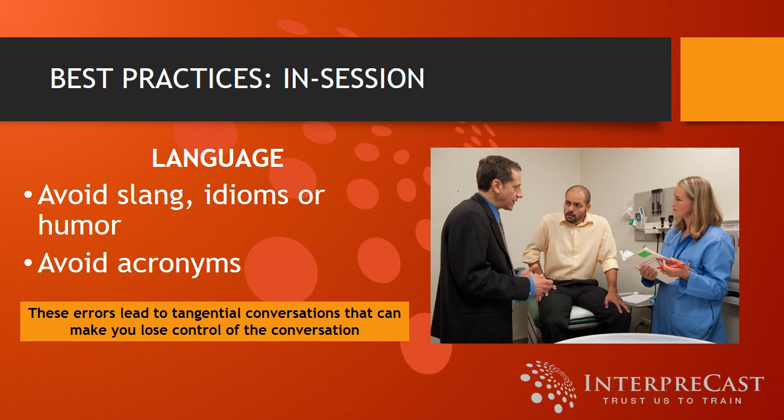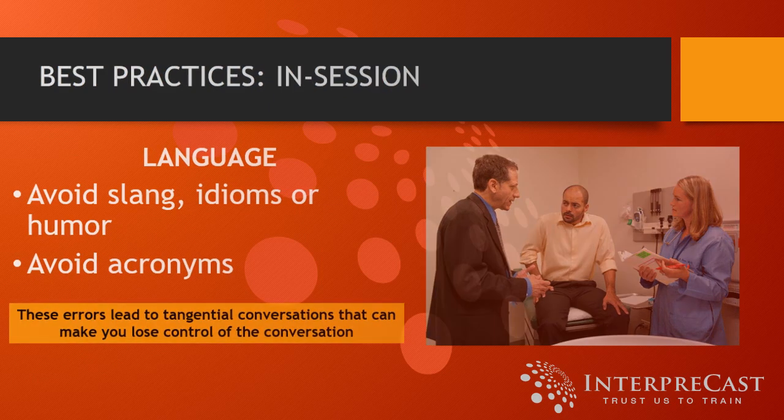Same concern with acronyms. Although some acronyms seem to be very well known, such as MRI, IV, the interpreter will spell them out if he or she knows the meaning. Acronyms for less known procedures should be explained to avoid mistranslation or misunderstanding, which can lead to tangential conversations as well. Tangential conversations need to be reduced because they usually lead to confusion and can make you lose control of the interview.